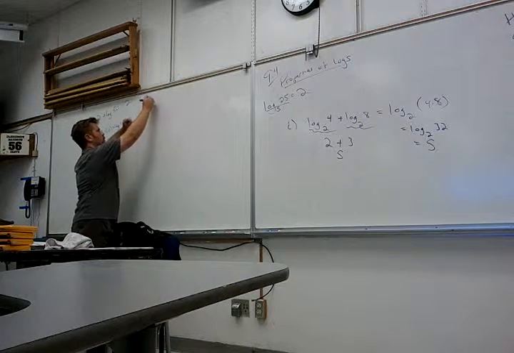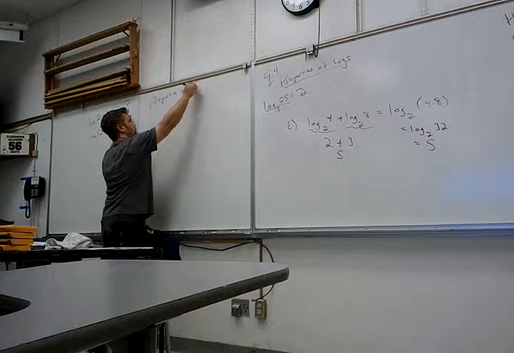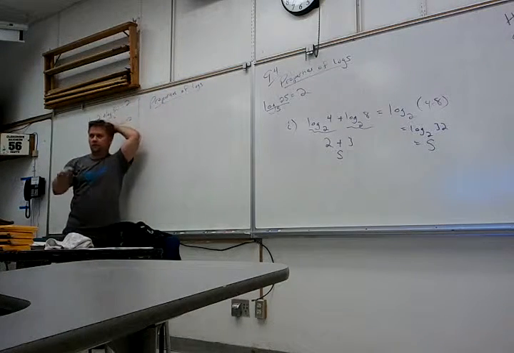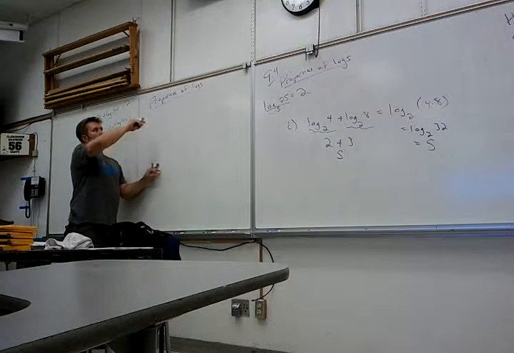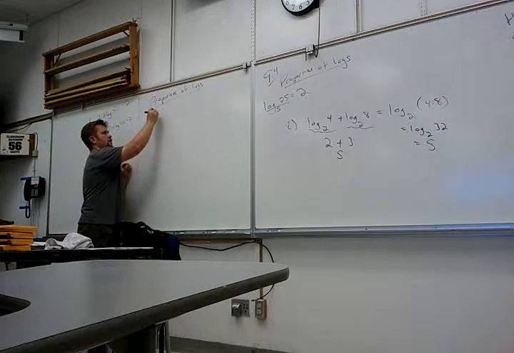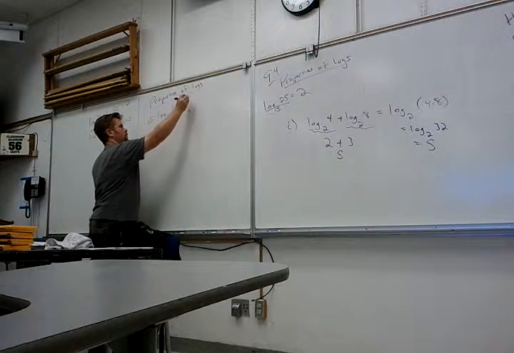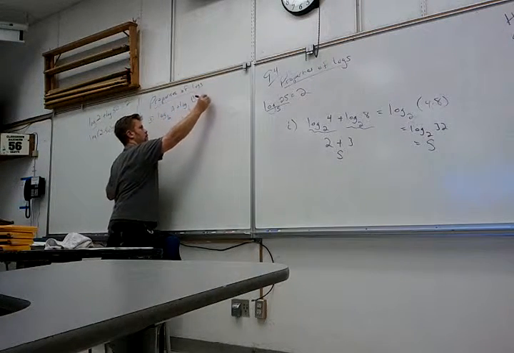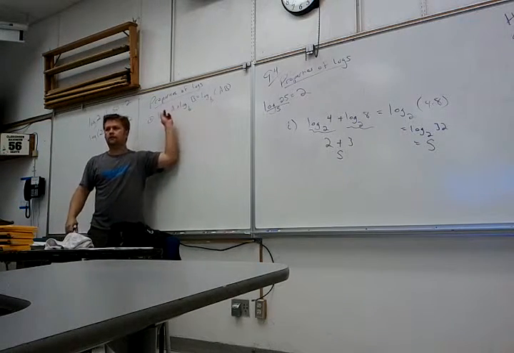Alright, so the first property. I'm trying to get all this new stuff in before I take a break, and then after the break will be review time. Properties of logs. So the first property is log base b of a plus log base b of b equals log base b of ab. Now if you wanted to, you can go backwards.